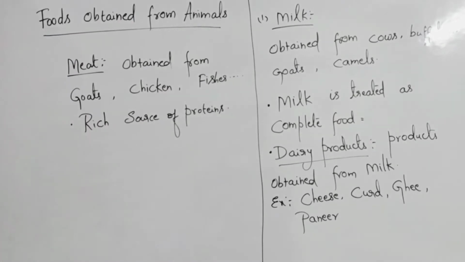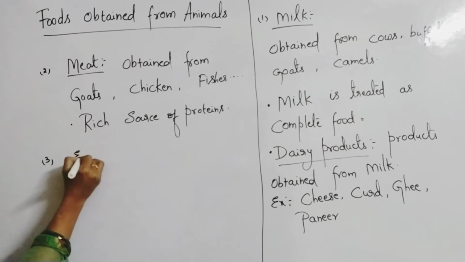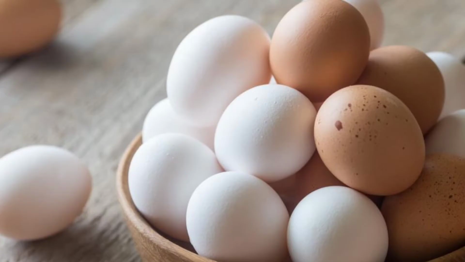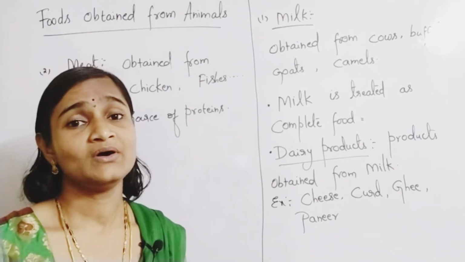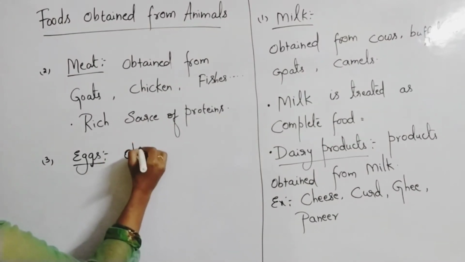Right. Next, this is the second one, and the third thing we have learnt is what? Eggs. Where do we get eggs from? We get eggs from birds like hens, ducks. All these will give us eggs. So eggs are obtained from domesticated birds.